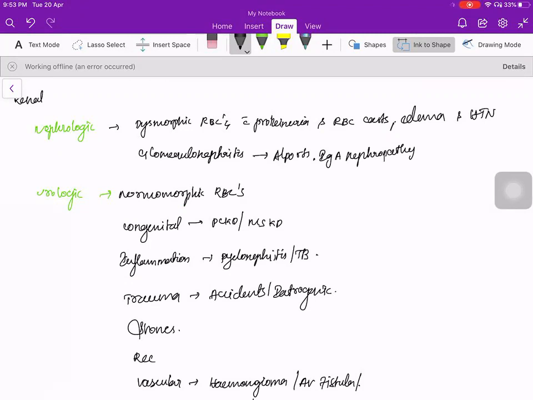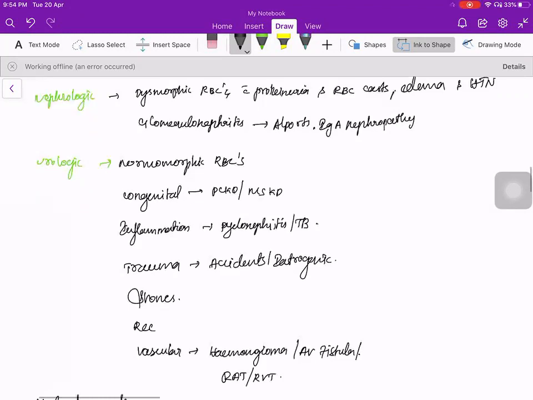Along with that, they will have proteinuria and RBC casts in the urine. And these patients will develop edema and hypertension because of proteinuria. So what are all the causes? Usually glomerulonephritis. The examples are Alport syndrome, IgA nephropathy, membranous glomerulonephritis, and membranoproliferative glomerulonephritis. Those are all the causes for glomerular hematuria.